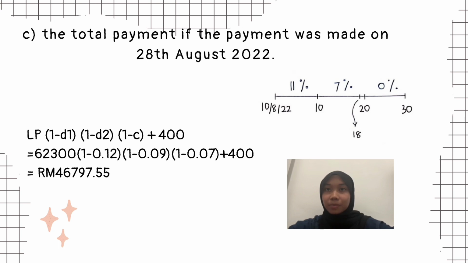Alright, total paid equals 16,300, 1 minus 0.12, 1 minus 0.09, 1 minus 0.07, plus 400. So the answer is 14,697.15.